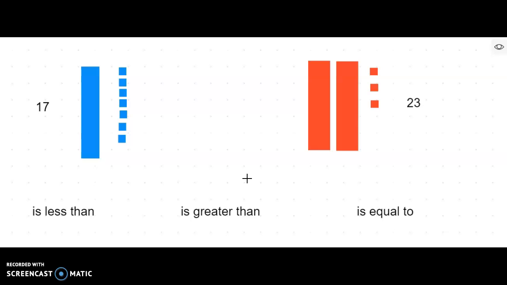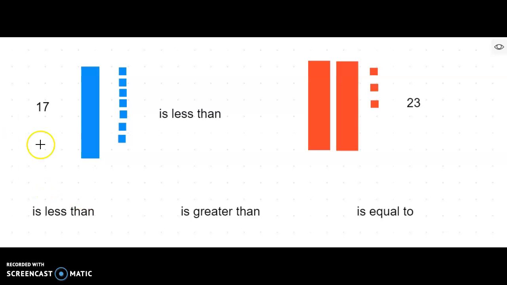Oh, you disagree? Why do you disagree? Oh, because I need to look at the tens too. Okay, let me check that. So I have 1 ten here. Oh, but over here I have 2 tens. So this one must be the greater number because it has 2 tens, but 17 only has 1 ten. And if the tens are bigger, then it's definitely a bigger number. Okay, so 17 is less than 23. And I'm going to write that in the middle. 17 is less than 23.